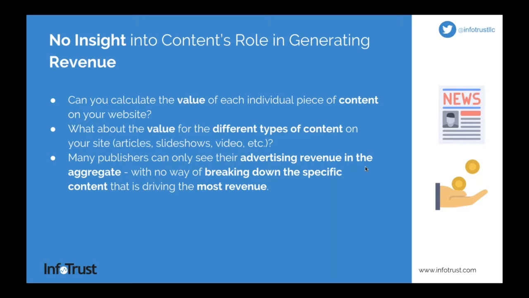Another example is author. Obviously, that's a big piece. People go to read specific authors on sites. Do you know what your top authors are in terms of generating advertising revenue? If you don't, how can you figure that out, and what are you going to do with that information? Maybe we have author 1 that is just killing it. They're generating a ton of advertising revenue for us. We probably want him or her to write much more often than author 2, who is really not generating any advertising revenue at all.